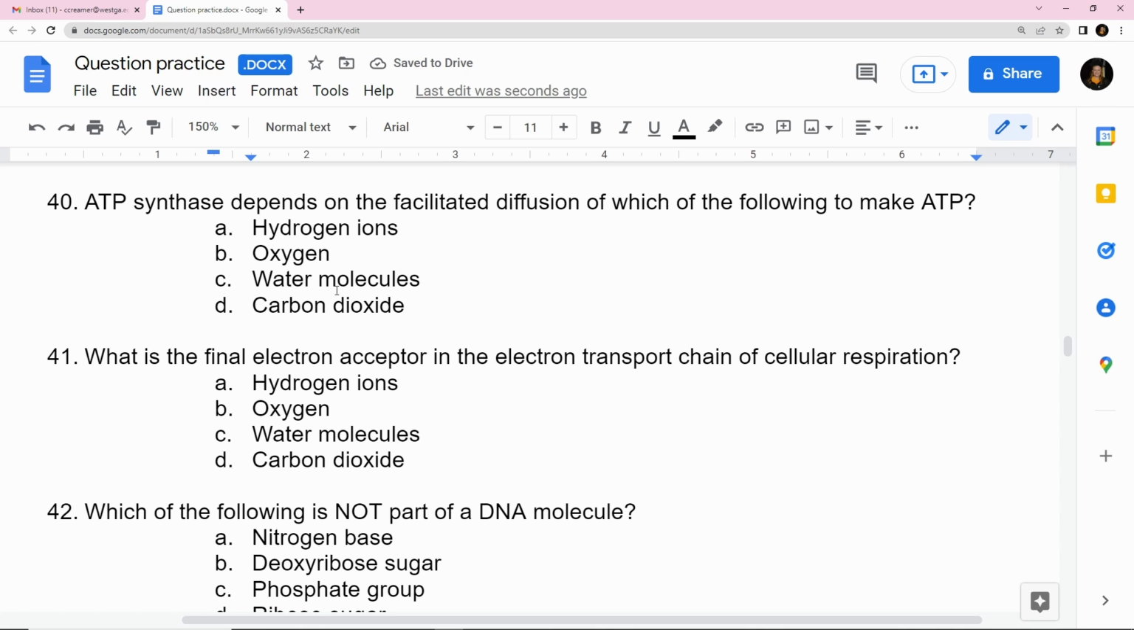Question 40. ATP synthase depends on the facilitated diffusion of which of the following to make ATP? Hydrogen ions, oxygen, water molecules, or carbon dioxide? If you said A, hydrogen ions, you'd be correct.